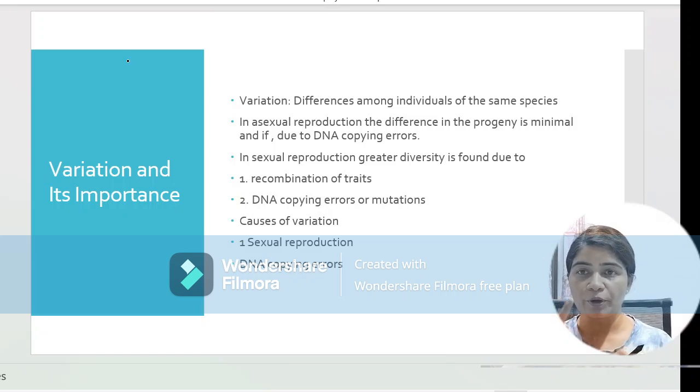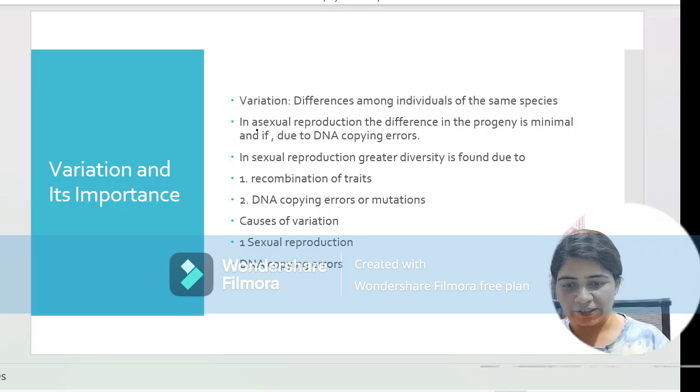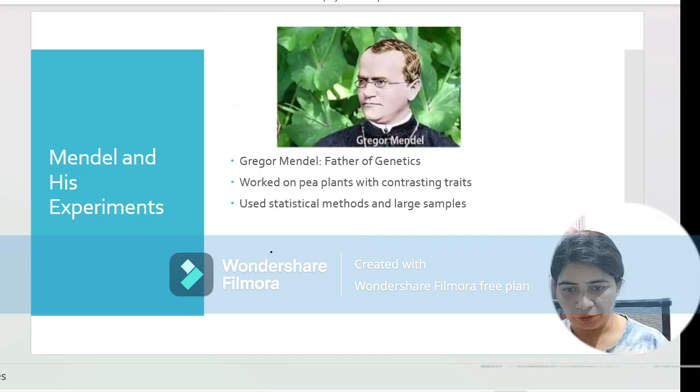And there are two important causes as per the NCERT. This question often comes in examination. There are two causes for variation. Number one, sexual reproduction, and the other one is mutations or DNA copying errors. So these are the two pointers that I was telling you: sexual reproduction and DNA copying errors.